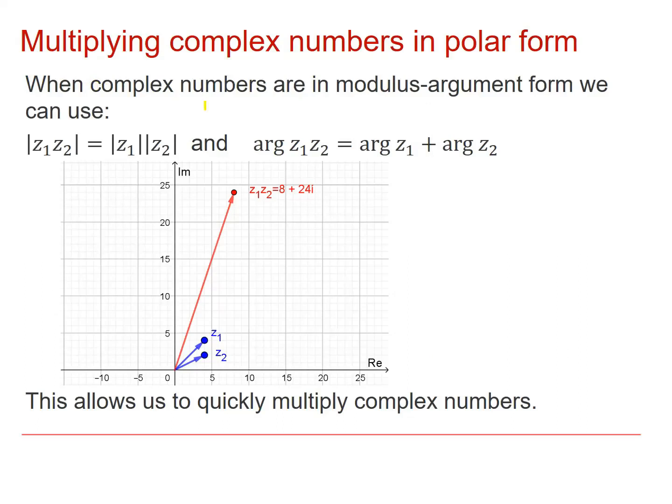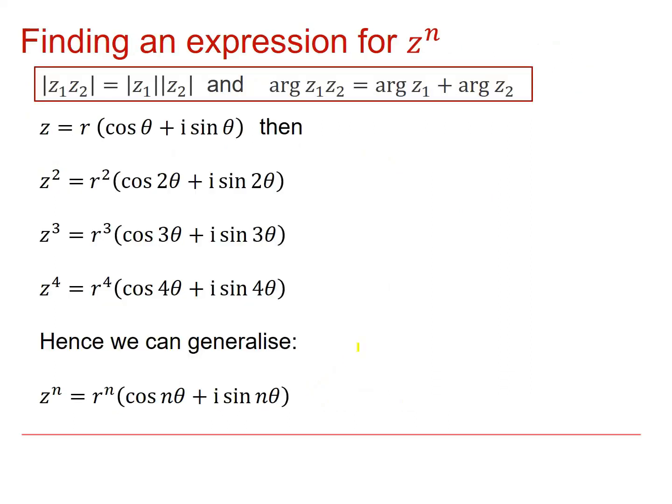If we have two complex numbers in mod argument form, we can use the fact that the product of the two complex numbers will have a modulus formed by just multiplying the moduli of each individual complex number, and the argument of the product is formed by adding the arguments of the two complex numbers. And you have seen this in a previous sequence of videos. This allows us to quickly multiply complex numbers. So there's our reminder of the theory.